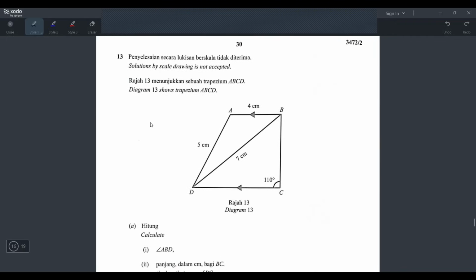Okay, so let's continue with 13. I think this is solution of triangle. So let's go. Solution by scale drawing is not accepted. Okay, this one not important. Diagram 13 shows trapezium ABCD. Okay, we should know something about trapezium. Trapezium will have two lines that are parallel. And in this case, it will be AB and CD parallel lah. But dia tak sama panjang, just parallel only.